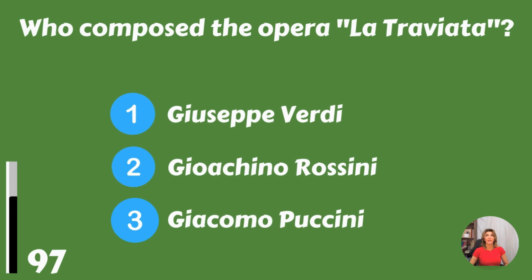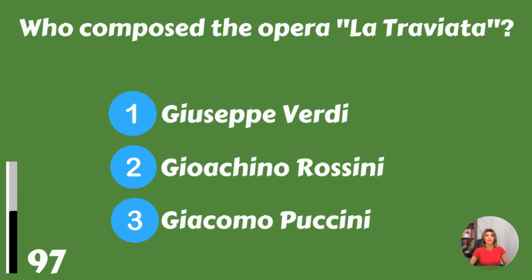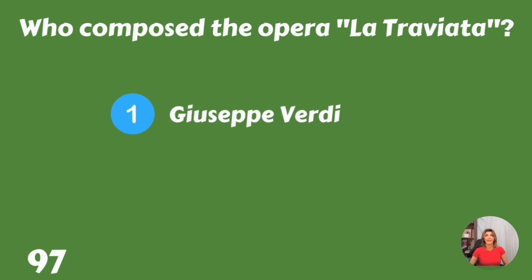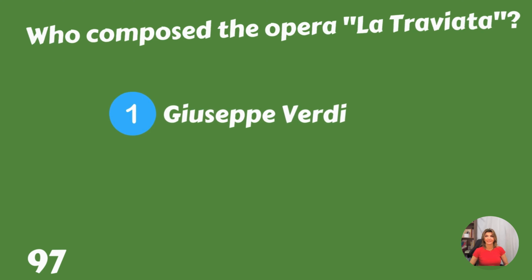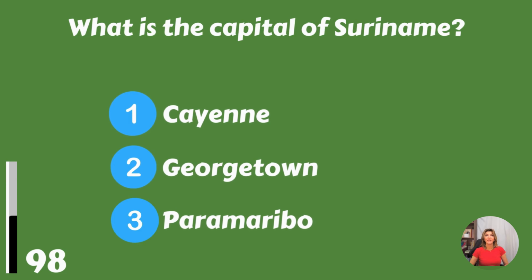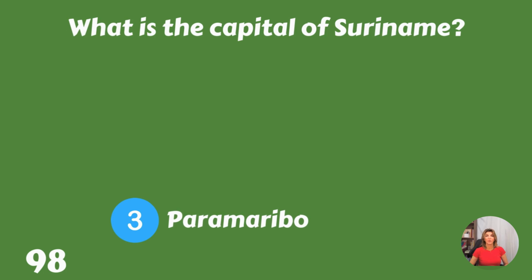Who composed the opera La Traviata? Verdi, Rossini, or Puccini? Giuseppe Verdi. What is the capital of Suriname? Cayenne, Georgetown, or Paramaribo? Paramaribo.